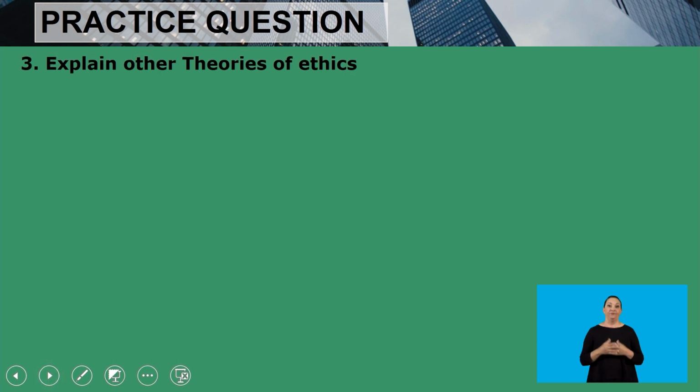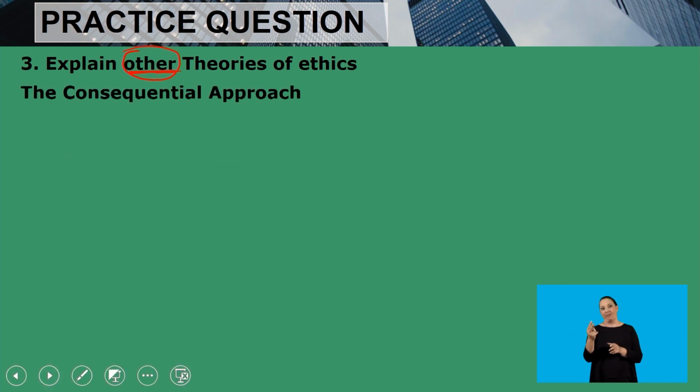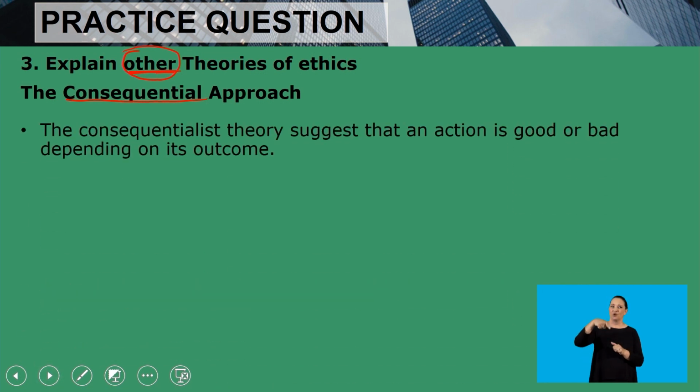Let's then look at our third practice question, which says, explain other theories of ethics. Now remember that when the question says other, we are looking at the other theories that we have not identified in our scenario. Now, the first one would be the consequential approach. Now, you would ask yourself, what is the consequential approach? It suggests that an action is either good or bad depending on its outcome.